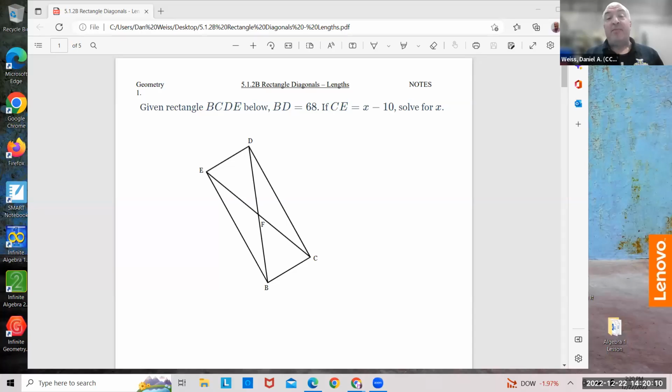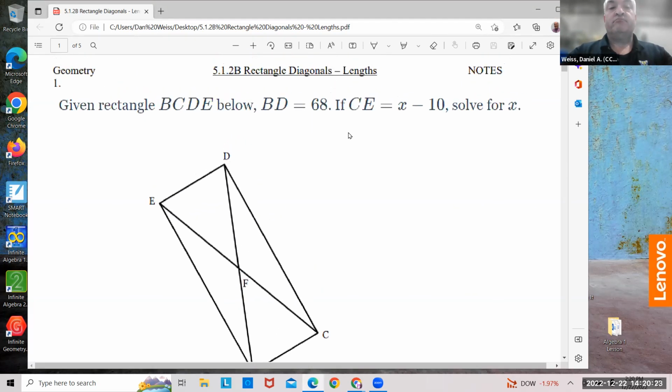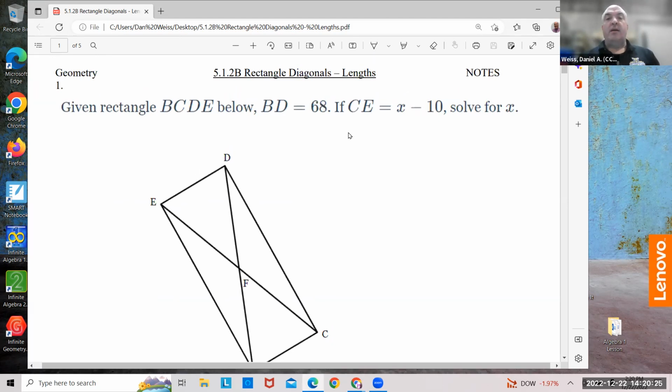So today I'm going to talk about rectangle diagonals, the lengths of rectangle diagonals. Okay. So take a look.